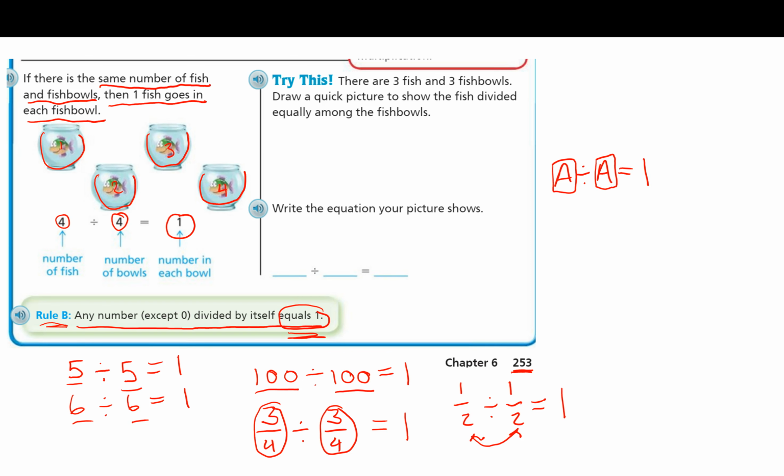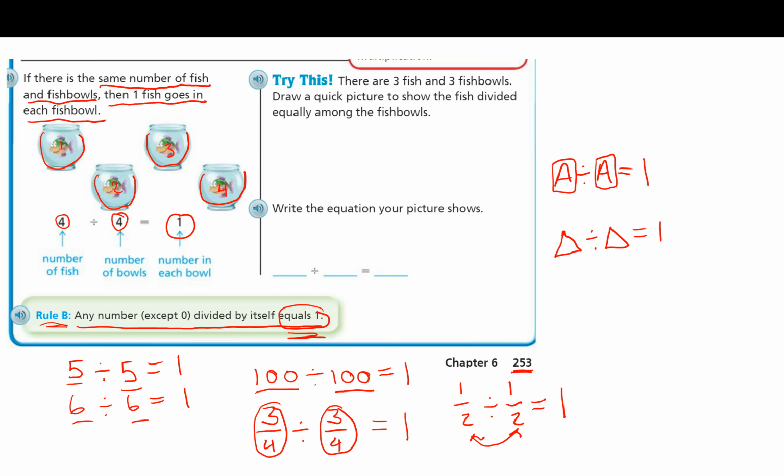And again, the quotient is what we call the answer to a division problem. I could go one step further and again use a symbol. Let's say a triangle divided by triangle equals 1. It's still going to equal 1. Okay, because we have the same divisor and the same dividend. It's always going to equal 1. Okay.